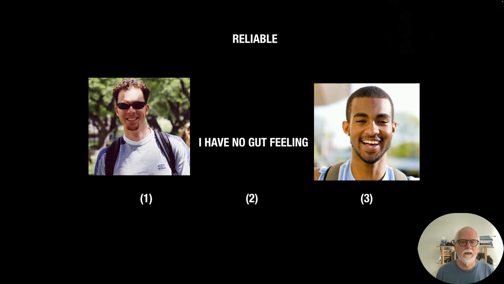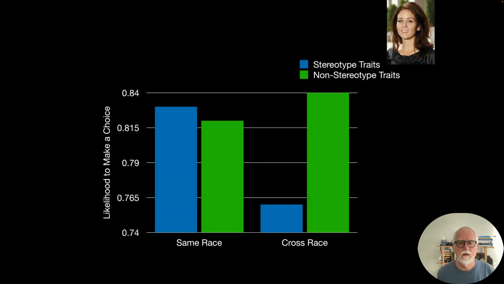So in this study, the one I'm talking about from 2013, they did actually find this. They found that if people were making stereotype trait decisions, like the word reliable up at the top, but between two people of the same race, no problem. People could make a choice, the left or the right person. Same thing with non-stereotype traits, so there shouldn't be any racial paralysis at all.